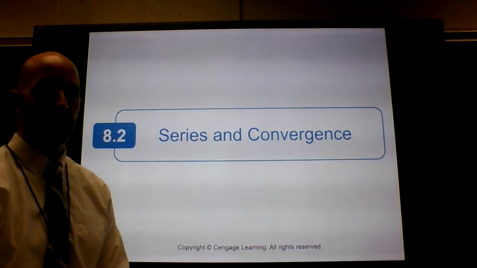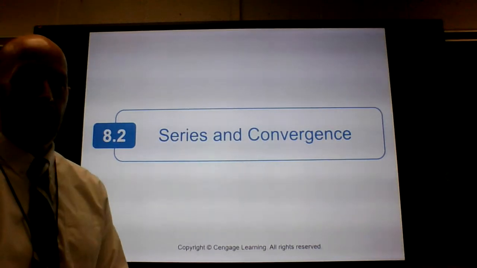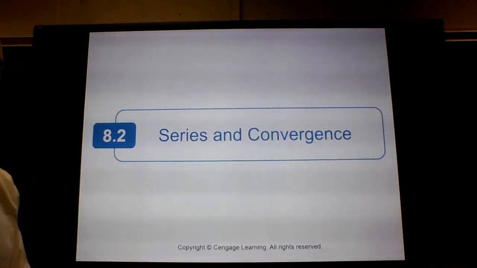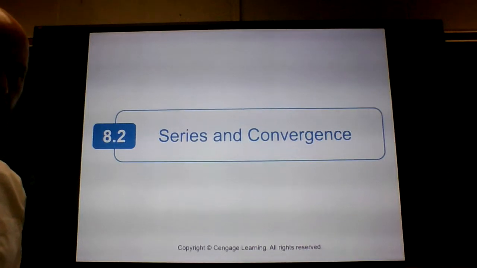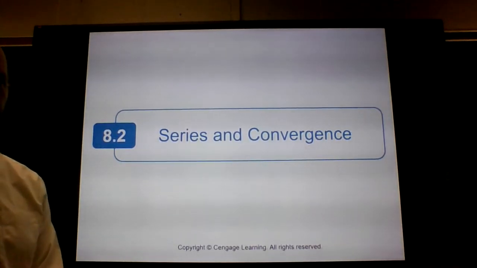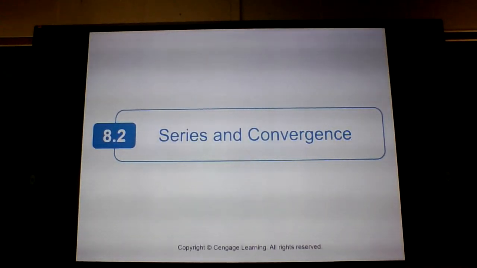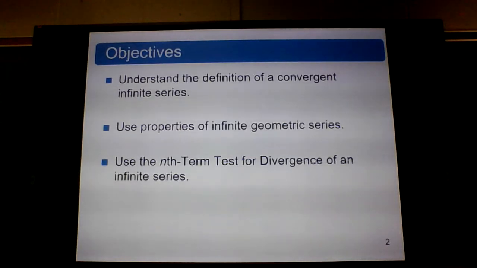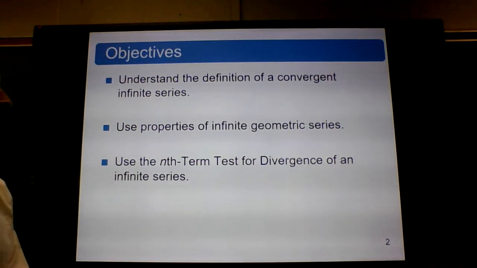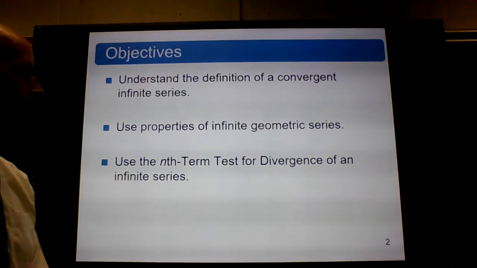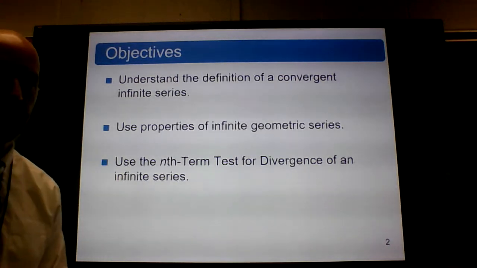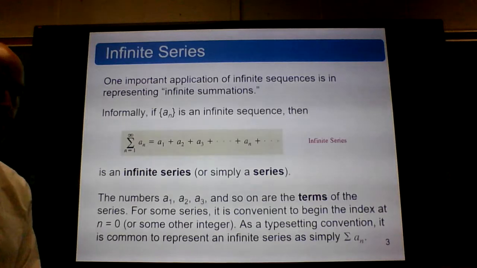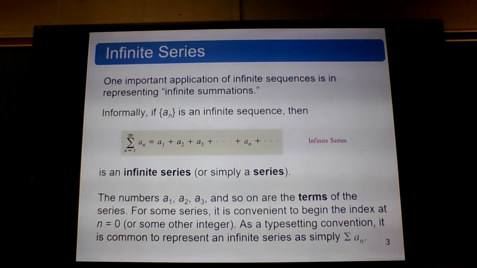I am going to do this video with the smartboard so that I have a little bit more freedom with the notation. I'm going to try to keep this video between 10 to 15 minutes, and I am keeping track. So what we want to be able to do here is understand the definition of a convergent infinite series. We want to use the properties of infinite geometric series and use something called the nth-term test to determine if an infinite series is convergent or divergent, or I guess divergent specifically.